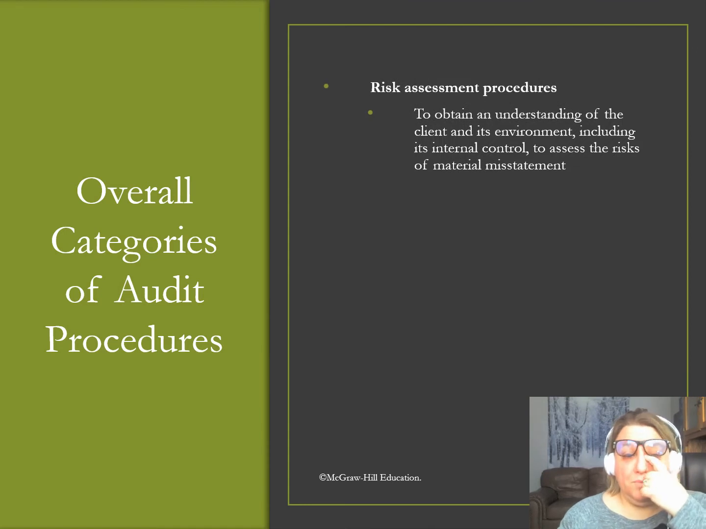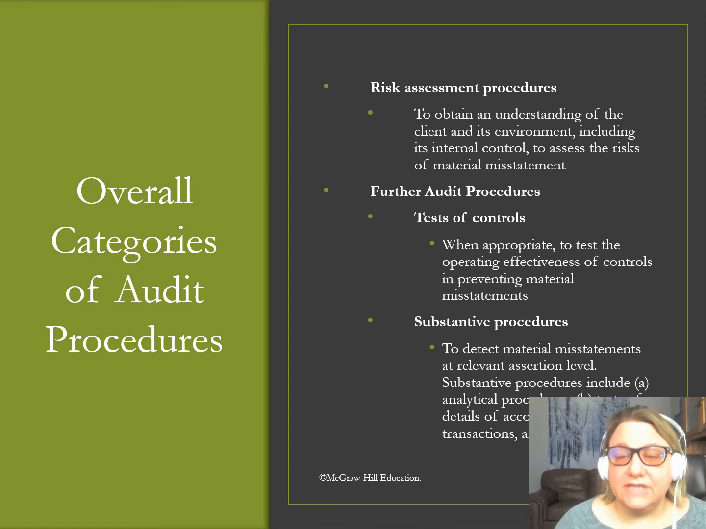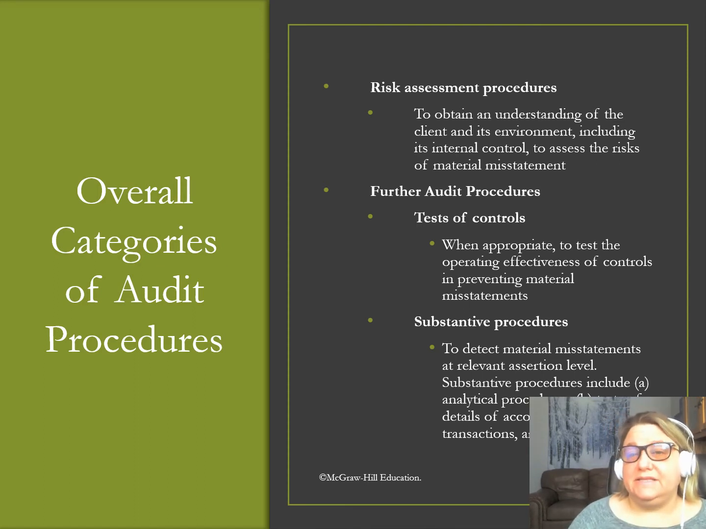Okay, the overall categories of audit procedures. So what do we all do? We have different things. We've got risk assessment procedures where the auditor goes in and tries to obtain an understanding of the client's business and their environment, including how they're running their internal controls, and also assess the risk for what they're getting themselves into regarding material misstatement. Then, once they get that rolling, they go in and actually perform the tests of controls to look at the operating effectiveness of the company. Like, is this internal control looking good? Do I trust this company and their controls are in place?